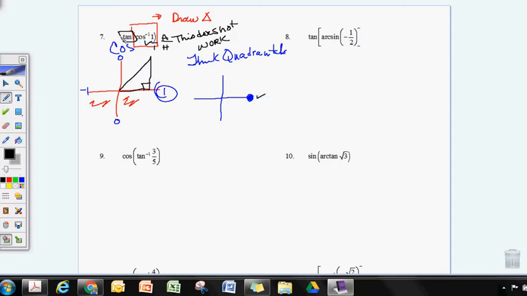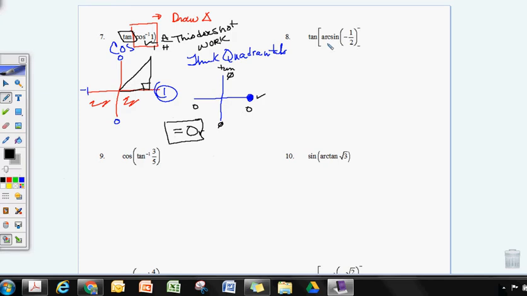I want to find the tangent value at this spot. So tangent is 0 over 1, which is 0. My answer is 0. That's its value. It's not radians, it's not degrees. The answer is 0. That's the ratio of the sides. So keep that in mind. Let's go to the next one.